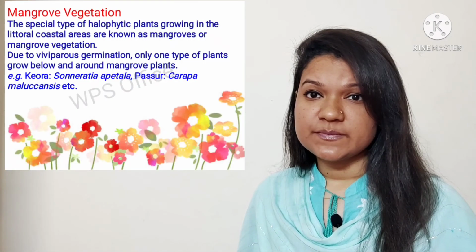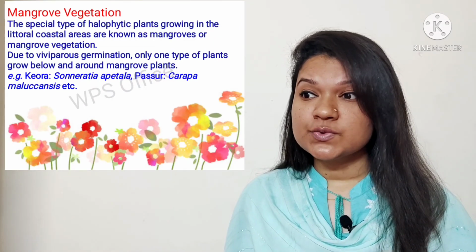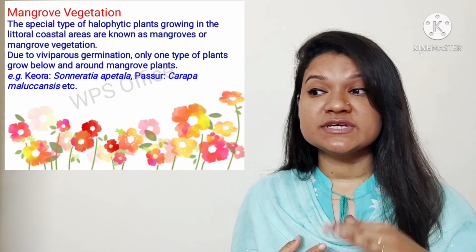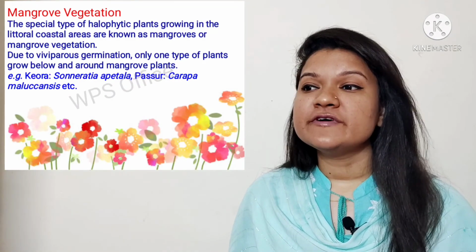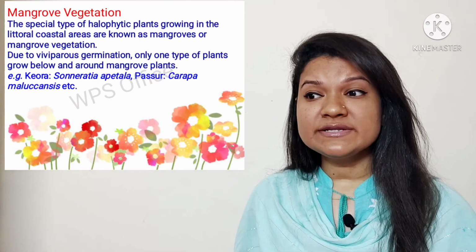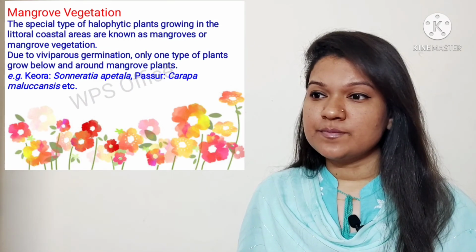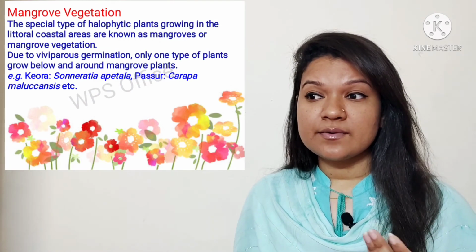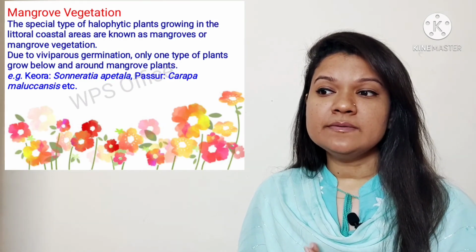Now I will tell about the mangrove vegetation. The special type of halophytic plants growing in the littoral coastal areas are known as mangroves or mangrove vegetation. Due to viviparous germination, only one type of plants grow below and around mangrove plants. Examples: Keora, Sonneratia apetala, Poshur, Carapa, Bruguiera, etc.